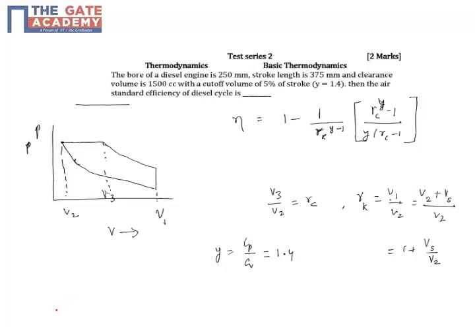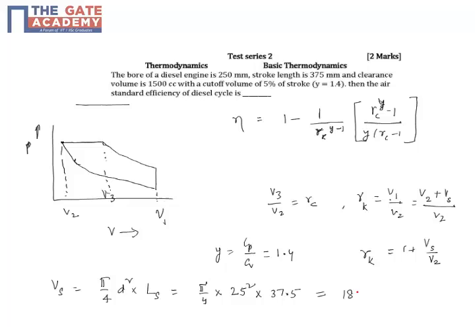Okay, so how do I get it now? In order to find out the compression ratio, I need the stroke volume. The stroke volume is basically a cylinder, and the stroke length will be given. So pi by 4 into d square is the area of cross section, and into the stroke length will give you the stroke volume. Let's convert mm into centimeters. So 25 centimeter is the diameter, and stroke length is 37.5 centimeters, so that everything is in centimeter cube, that is cc.